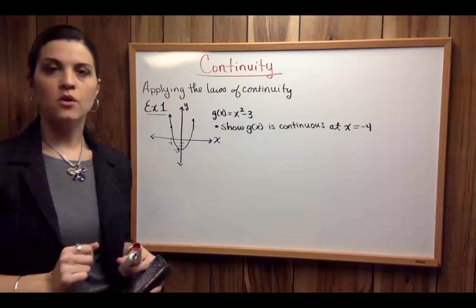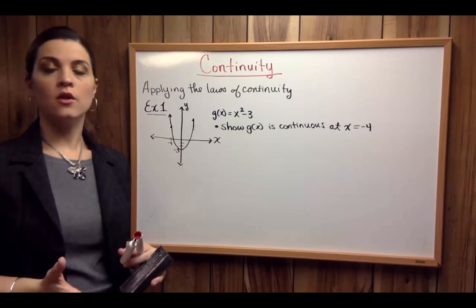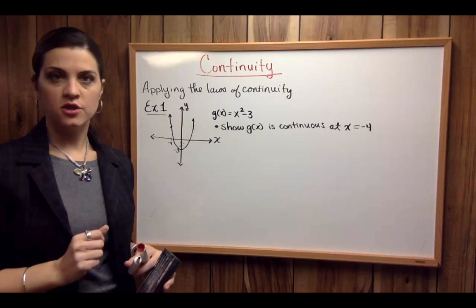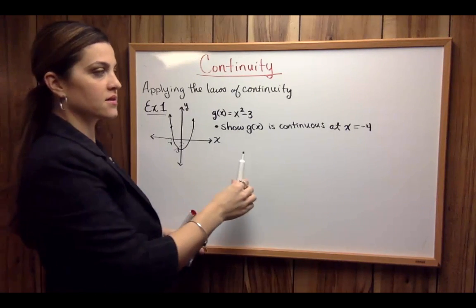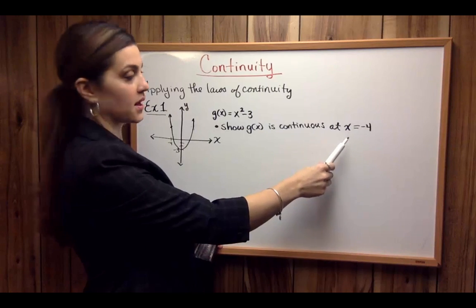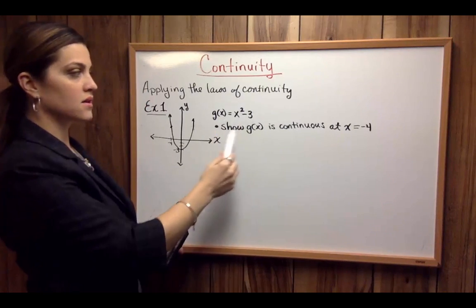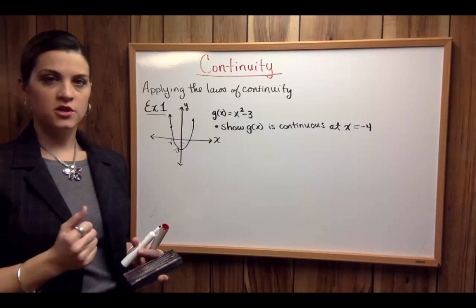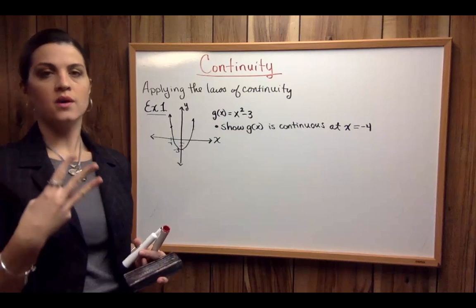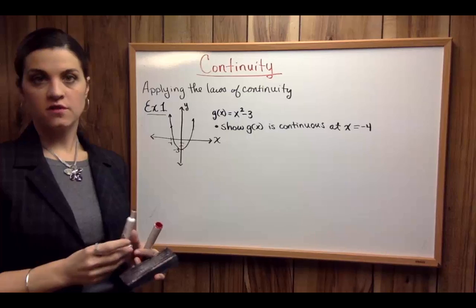In this example, we will be using the laws of continuity, the three laws that were just previously mentioned. So example 1, show g of x is continuous at x is equal to -4. g of x is the function x squared minus 3. So in order to show if a function is continuous, you look at the three laws that were just stated in the definition of continuity.